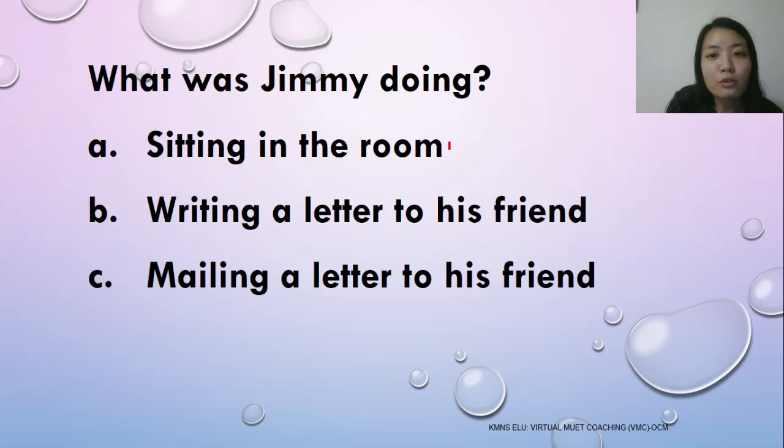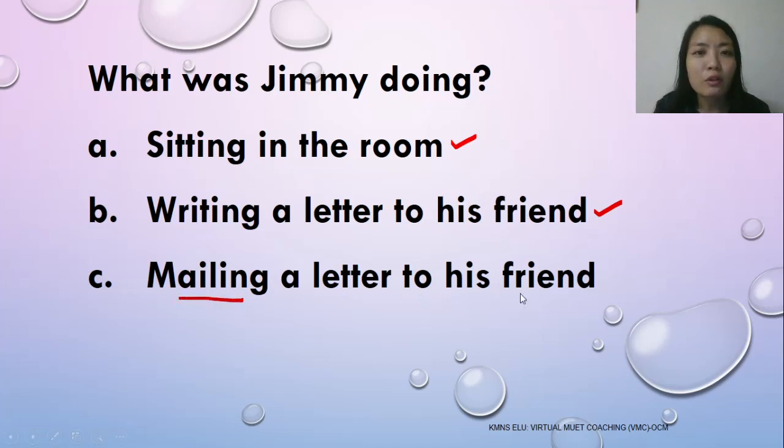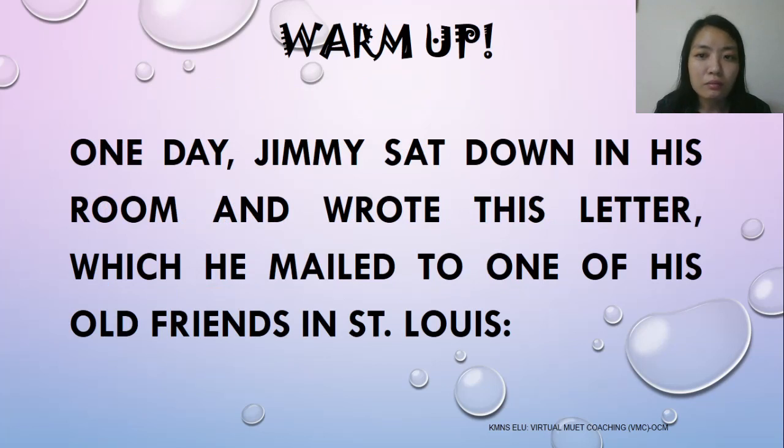Okay, yes. So from here, you know that yes, he's sitting in his room. That was what you read earlier. Was he writing a letter to his friend? Yes. Hopefully, you still remember what you read because that was what we saw, isn't it? We just saw it. And then mailing a letter to his friend. Was he mailing a letter to his friend? Yeah, something like that. He was going to mail a letter to his friend, isn't it? But then we're not sure. Let us just go back to the sentence again, which he mailed to one of his friends. Okay, so he sat down in his room and wrote this letter which he mailed.